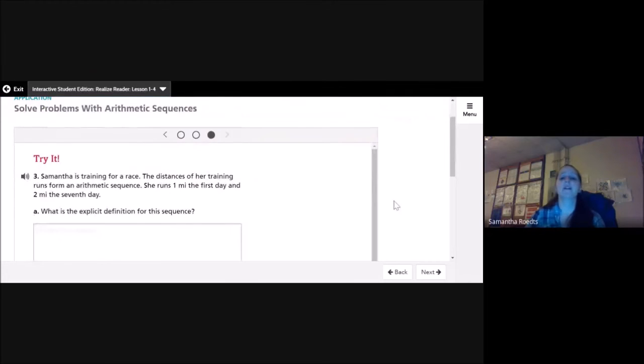All right, so let's try it. Samantha is training for a race. The distances of her training form an arithmetic sequence. She runs 1 mile the first day and 2 miles the 7th day. What is the explicit definition for the sequence? So we know that a sub 1 equals 1 mile, n equals 7, the 7th day. a sub 7 equals 2. So I'm going to go ahead and solve. So I have a sub n equals a sub 1 plus d times (n minus 1).